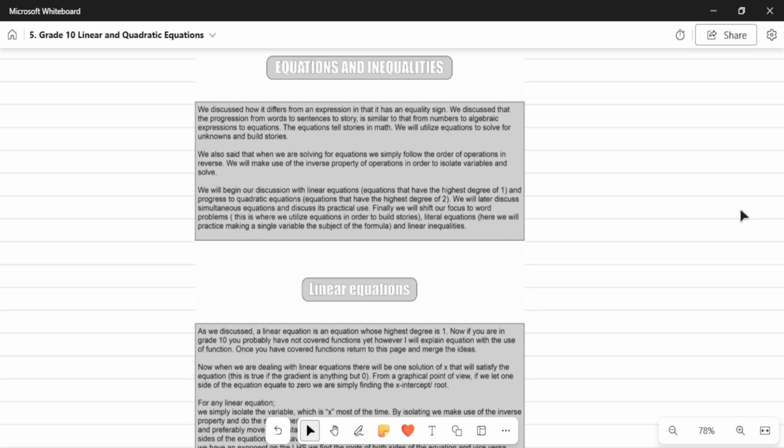We also said that when we are solving for equations, we simply follow the order of operations in reverse. So that is the BODMAS rule. We follow it in reverse from right to left. We will use the inverse property of operations in order to isolate variables and solve, something that I've talked about extensively in the grade 9 algebraic expressions course.